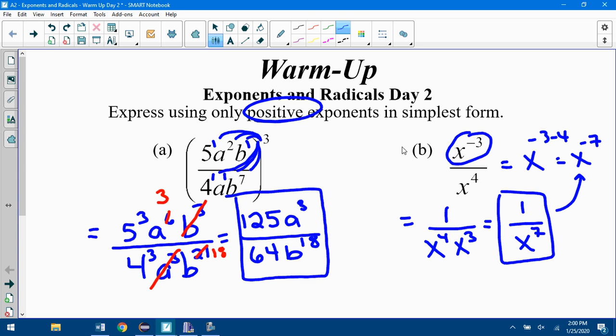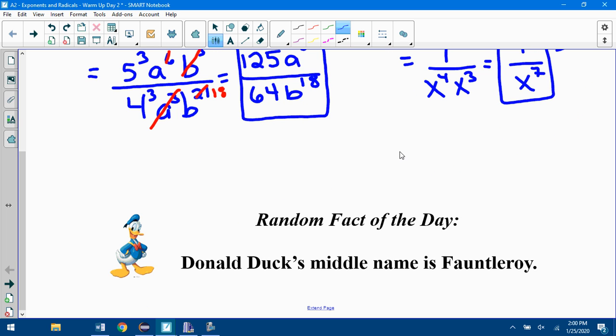And if you're wondering a random fact of the day, Donald Duck's middle name is Fauntleroy. We had that one already? It sounds familiar to me a little bit.